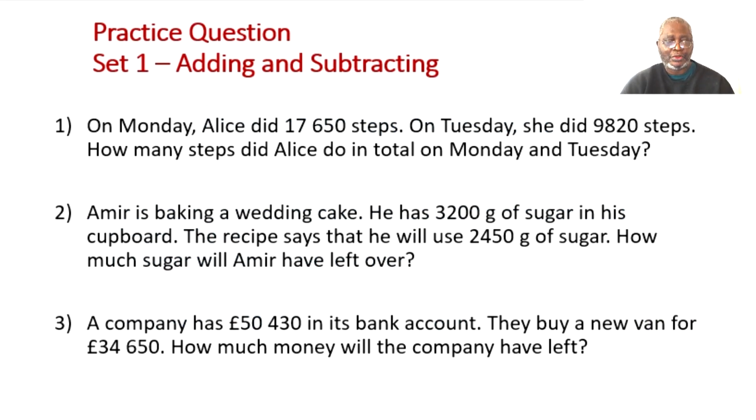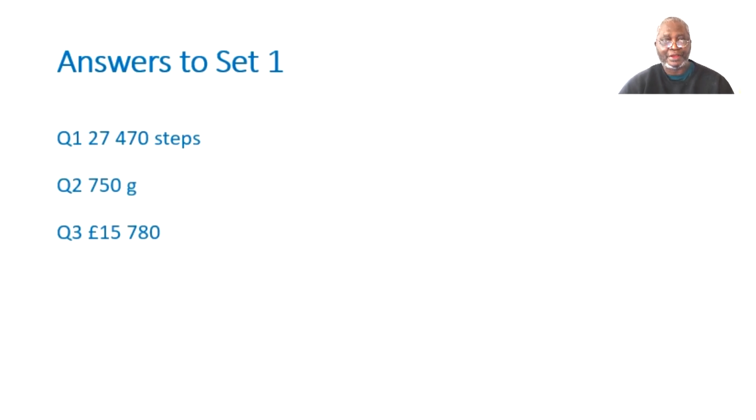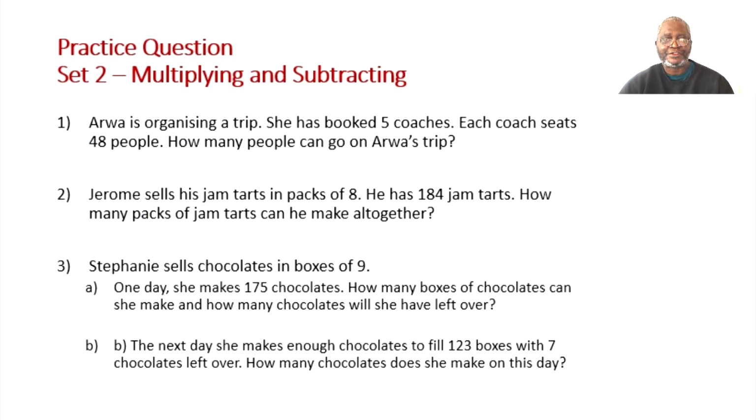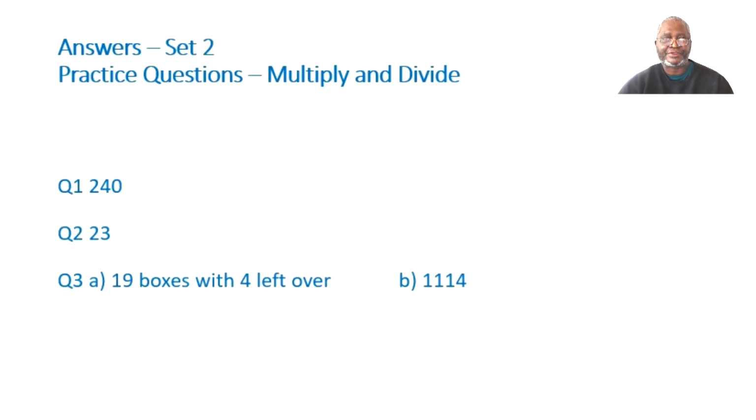Practice questions. Set 1, adding and subtracting. You've got 3 questions here. Read them carefully and answer them. Once you've done that, check your answers. If you got any wrong, find out where you got wrong and correct it. Practice question set 2, multiplying and dividing. Again, you've got 3 questions. Question 3 is A and B. Attempt them and then check your answers. And that's your answer for set 2 on multiplying and dividing.